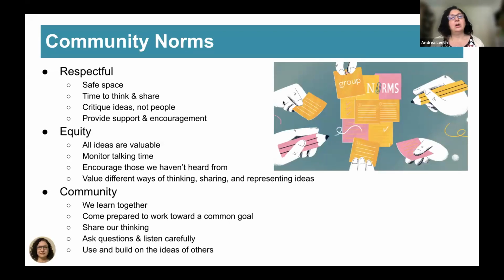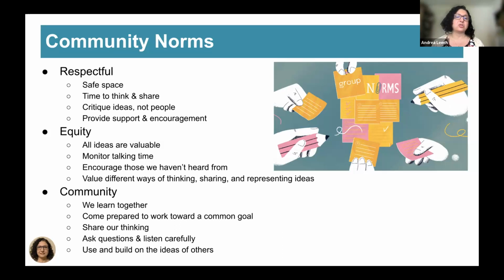While you're here, we'd like to have some standard norms. Just be respectful to each other. There are going to be some breakout rooms. Make sure that those are a safe place to take time to think and share. When you're in there, you want to critique the ideas, not the people, and provide support and encouragement, because we'll be doing problems of practice and discussing other sensitive things around grading. And so we want to make sure that we're all respectful of each other.